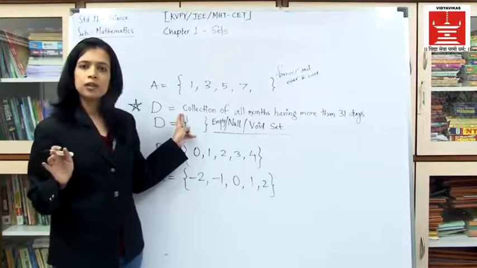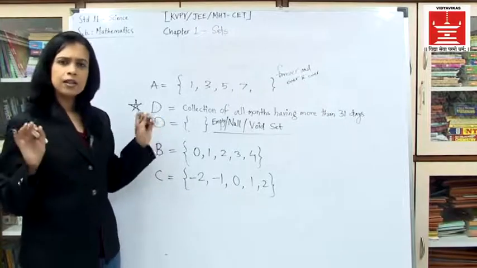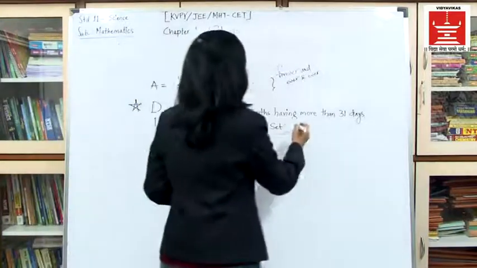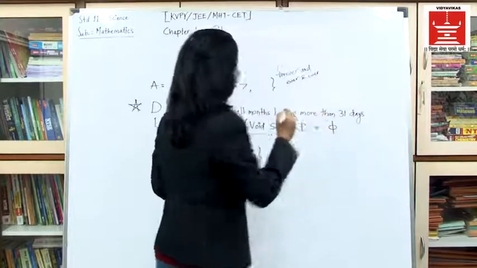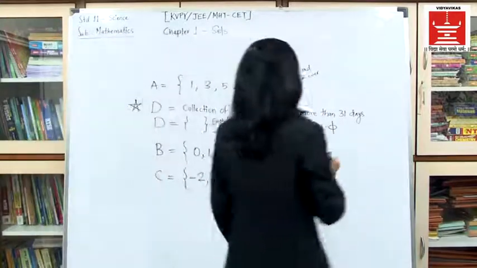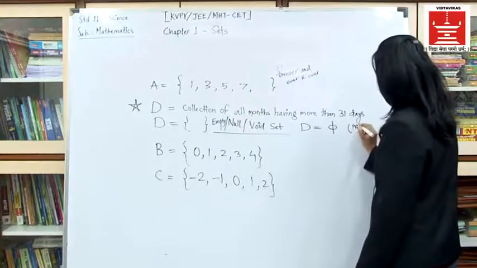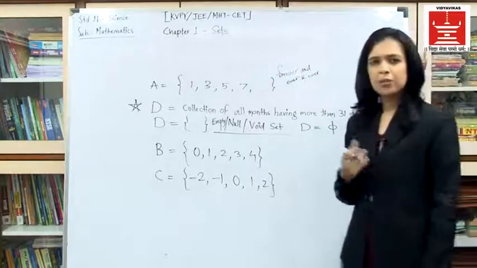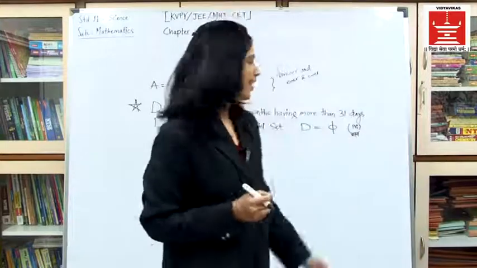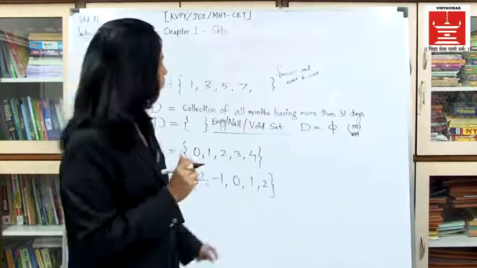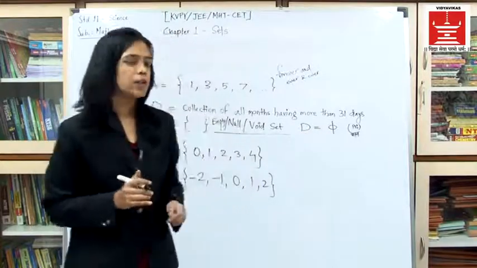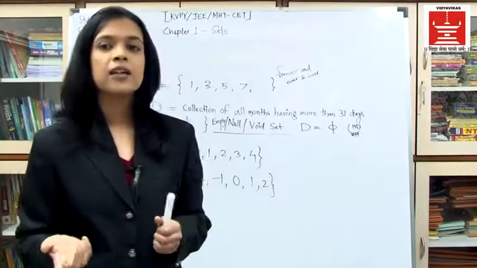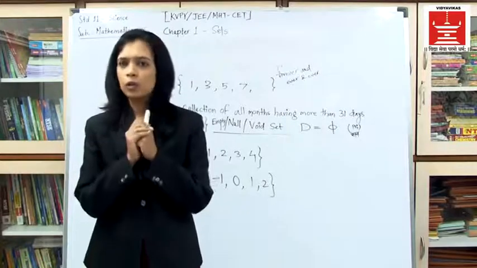One such situation is here. The notation is simply the curly brackets and no element inside it, or there is a symbol phi, again a Greek letter, so it is written like this, phi, pronounced like this. Some people even say it is a phi, but it is phi. So D is equal to phi. So phi is a notation for empty set. What is an empty set? Empty set is the set which has no elements inside it.